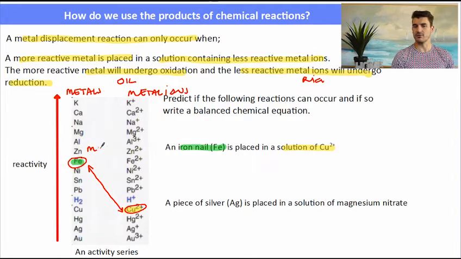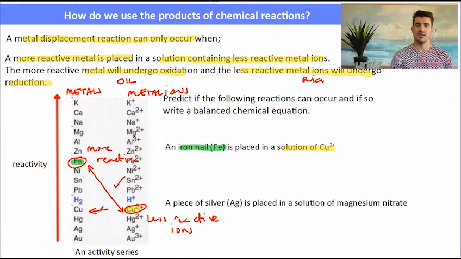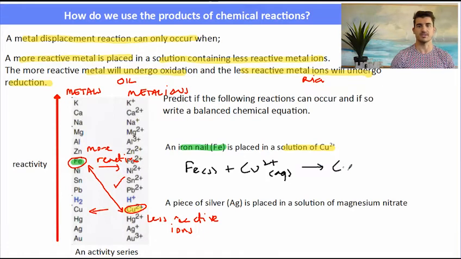It looks like we'll be able to form this negative gradient. So the copper 2+ ions are less reactive than the iron ions. So what we will see here is there will be a reaction. Iron will form iron 2+, and copper 2+ will form copper solid. So a metal displacement reaction will occur. The equation would be Fe solid plus Cu2+ aqueous goes to Cu solid plus Fe2+. Metal displacement, the metals have swapped positions.